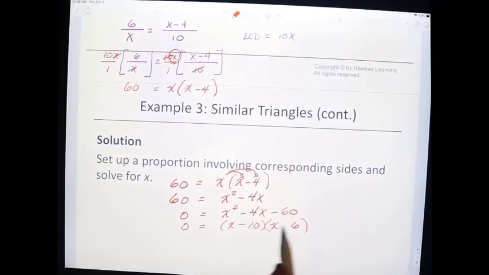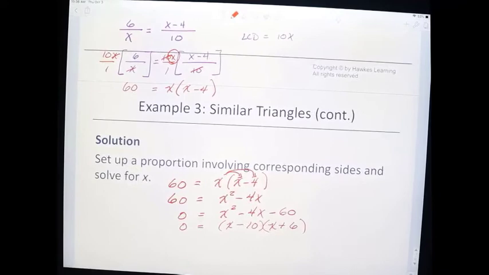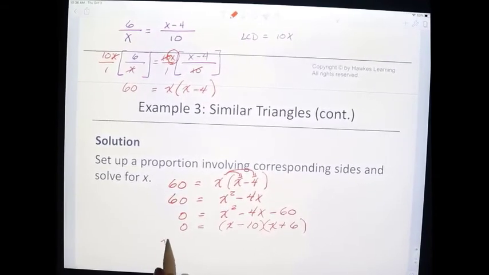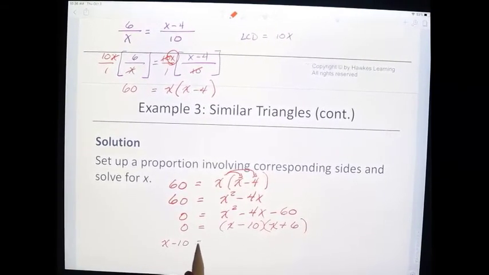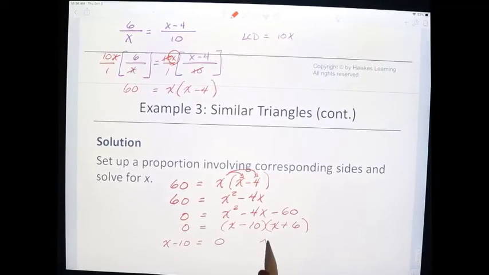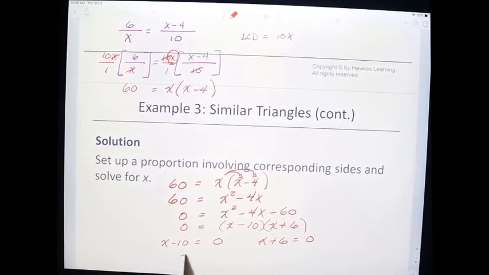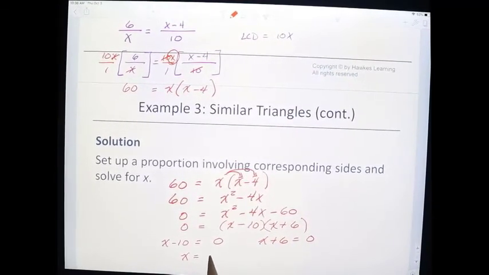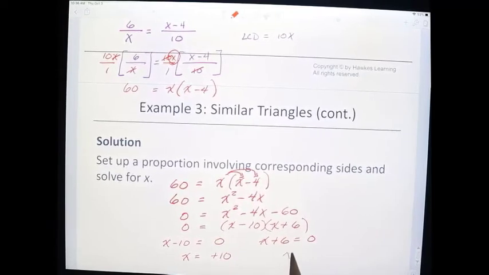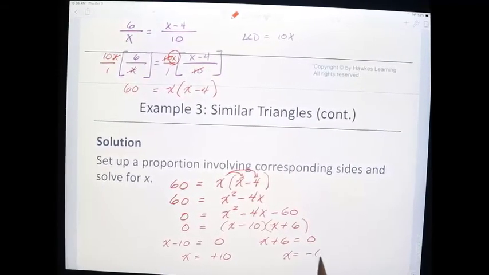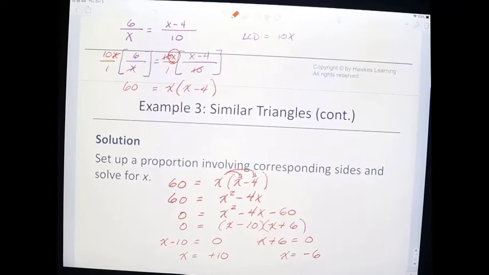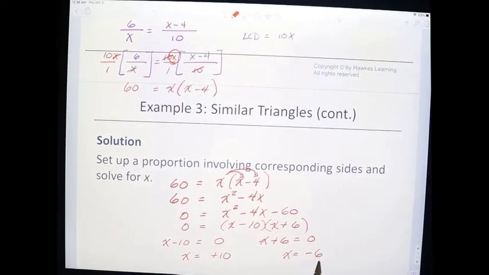And if I put the negative on the 10 and the positive on the 6, so what do you do next? Well, you take each of these factors and set equal to 0, because when you hit this second degree line here, that told you you were going to be expecting 2 answers. So I've come up with 2 solutions here, a positive 10 and a negative 6.